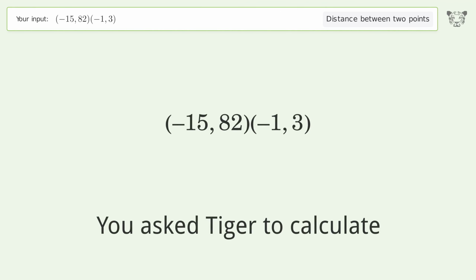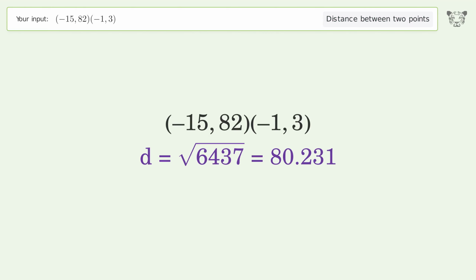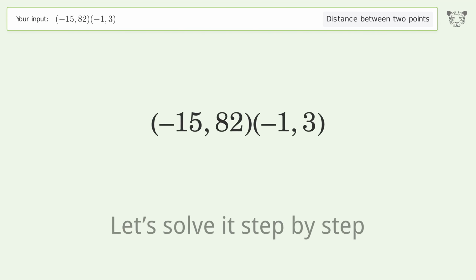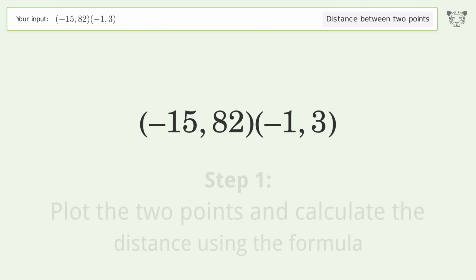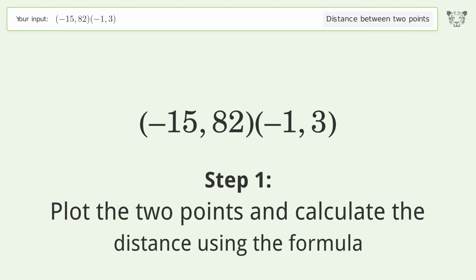You ask Tiger to calculate. This deals with the distance between 2 points. The distance between the 2 points is the square root of 6,437, or 80.231. Let's solve it step by step. Plot the 2 points and calculate the distance using the formula.